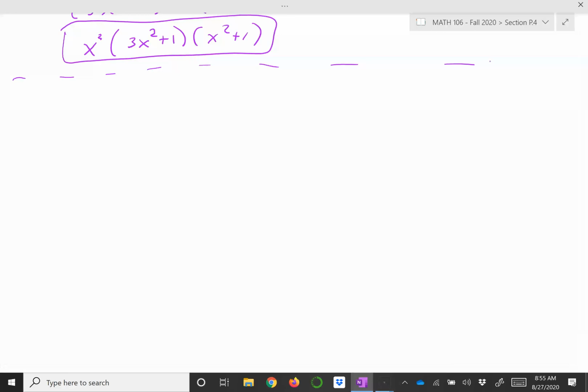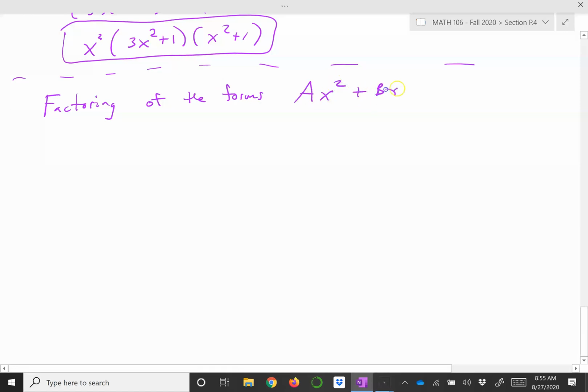Okay. Perfect. So here we're going to do more factoring. All right, so we're going to factor expressions of this form. It's sort of what we started with at the beginning. Remember, we had 1x squared plus bx plus c. But now, what happens when there's a coefficient in front of x squared? You know, how do you factor something like this? So here's the first example.